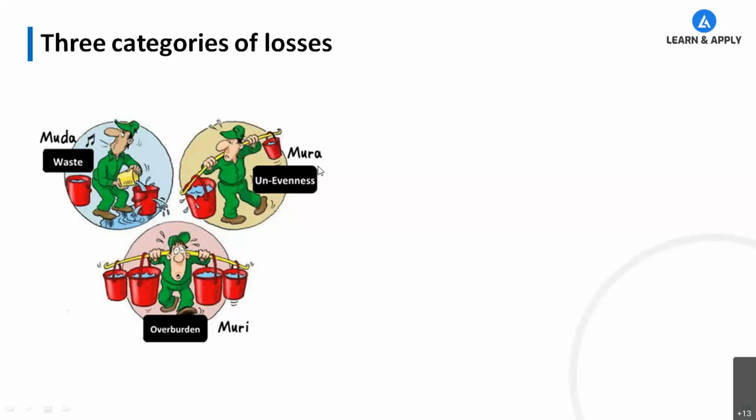Second is Mura. In English, we can say unevenness. If we look here, one bucket is very small, let's say only 2 or 3 liters, and the other is a very big bucket, 15 liters. So he is not able to balance. There is not even weight on his shoulders. That is the unevenness. And the third, this third M, is Muri, the overburden. Let's say this person is carrying more water than his capacity. He is overburdened, and that also leads to losses in the coming time.